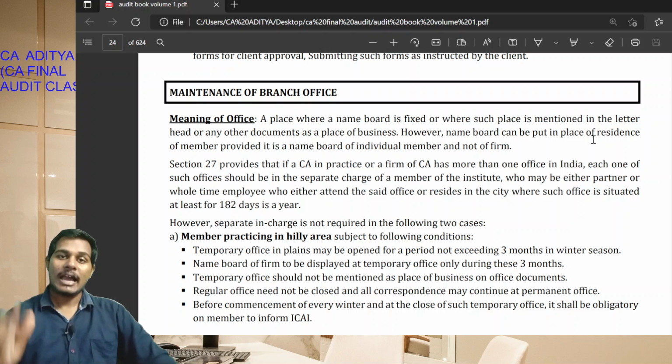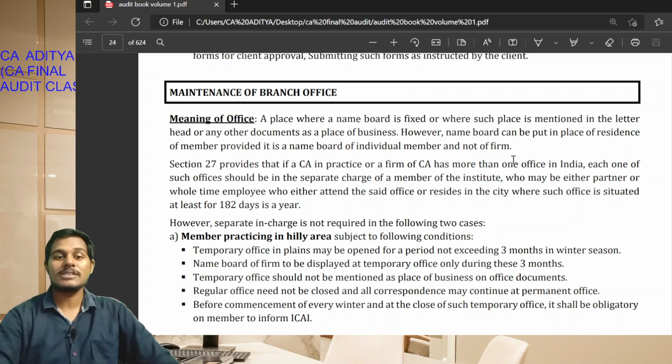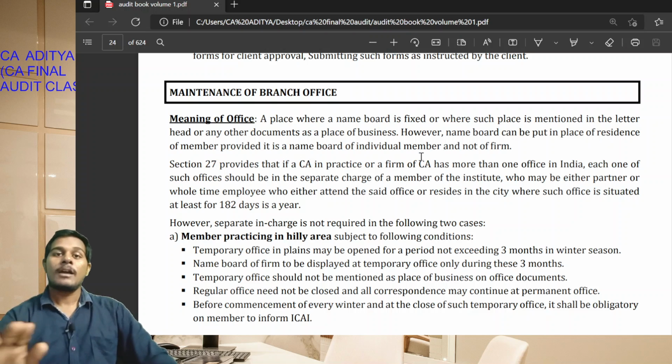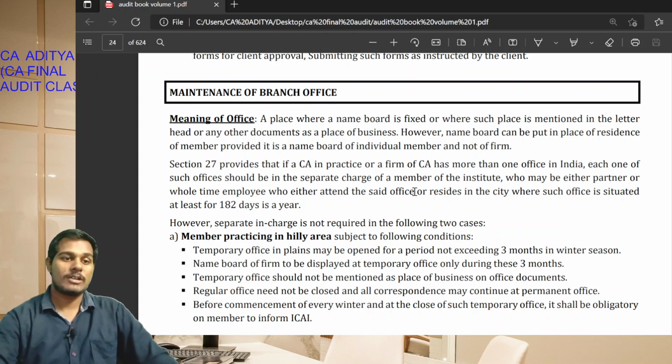If he has an office in a separate place and his home is in a different place, at home he should use only a nameplate, that is, he should not associate it with the firm name. In the firm address, that is, the office address, you can put your office address and the office name, but in the case of the residence, you should use an individual board, which should not contain any office address or office name. You should contain only the name of the chartered accountant and his qualification, that's all.